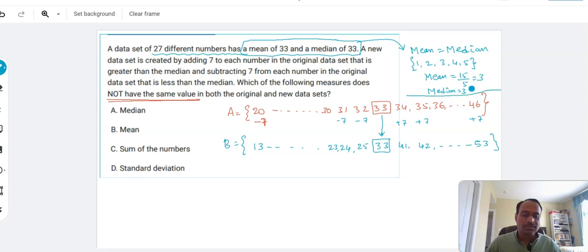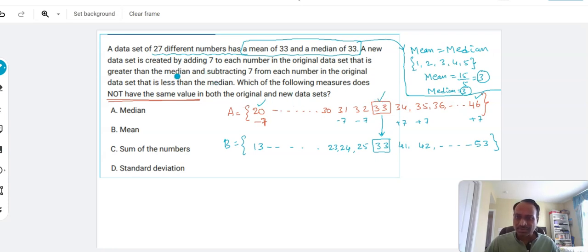Keeping that rule in mind, I just created an example saying that the middle number is 33 and all the numbers are increments of 1, just like 1, 2, 3, 4, 5. The middle number is 3, median is 3. Similarly, I have selected the median as 33 and every number is increased by 1. So it starts from 20, ends with 46. There will be a total of 27 numbers, including 20 and 46, and also the middle number 33.